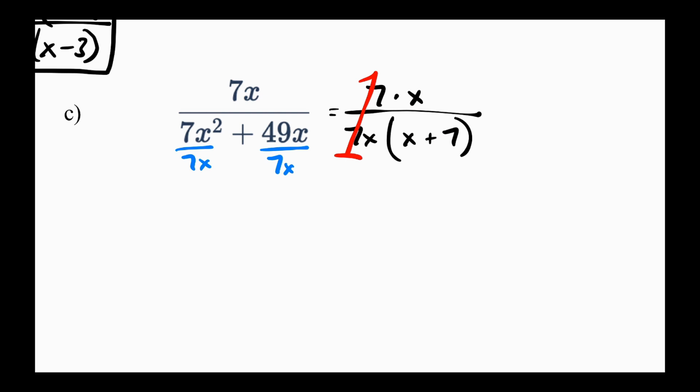How about the x's on the outside? They're both on the outside, right? They're both divided by each other. So those make kind of a sideways 1. So on the bottom, I get x plus 7. Here's a tricky question. What do I get on top?